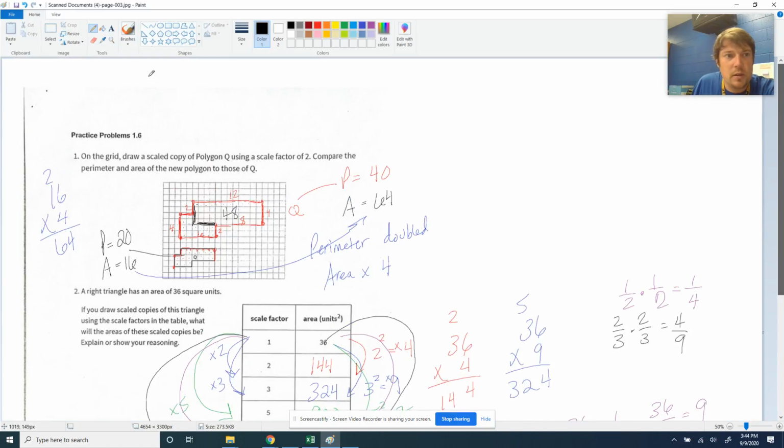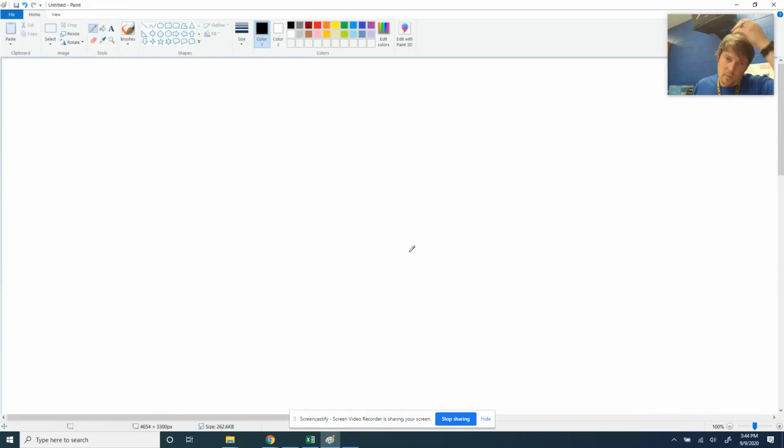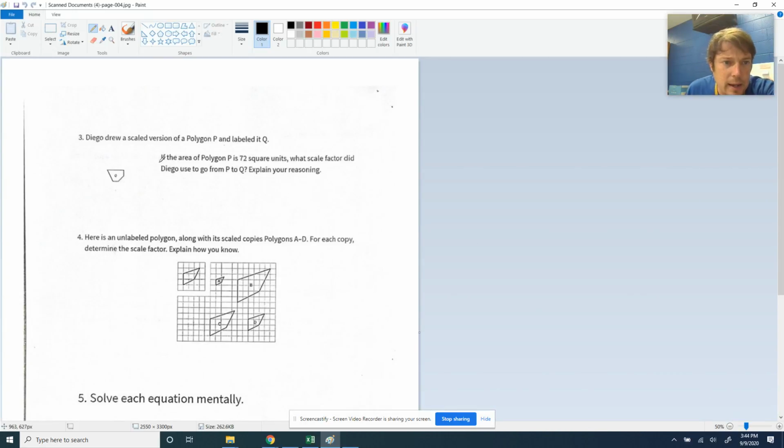let's jump to the last part. Okay, last part, last page, last questions for this week's homework. All right, 1.6, the back page, and let's take a gander. We've got Diego has drawn a scaled version of polygon P, and he has labeled it Q. Now, if the area, and let me see if this is one that was supposed to have a grid on it. We'll see. If the area of P is 72 square units, what scale factor did Diego use to go from P to Q?